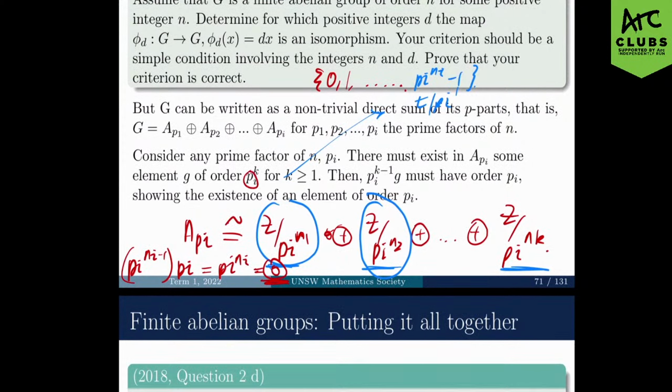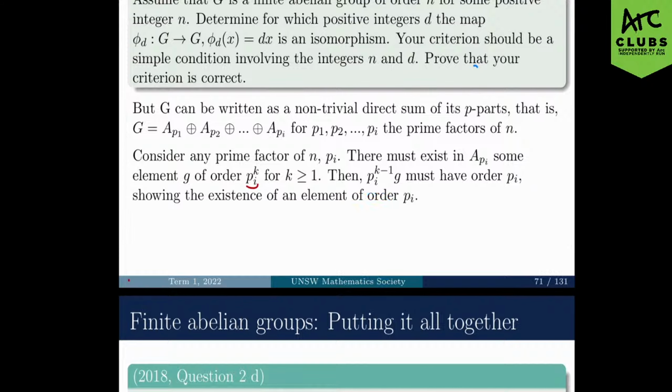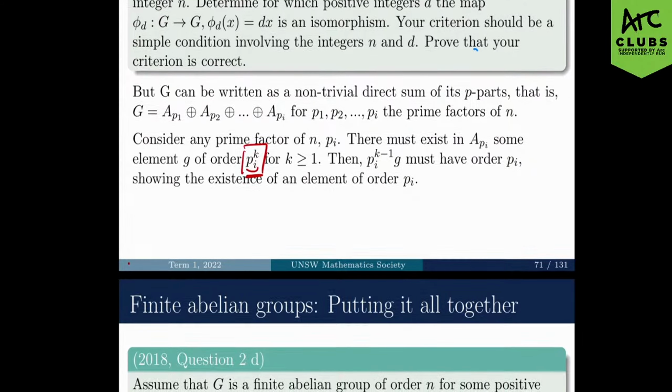So more formally, let's write this out. There must exist in this p-part some element g of order p_i to the power of k. And then we know that once we multiply this by p_i to the power of k minus 1, that must have order p_i, showing the existence of an element of order p_i.